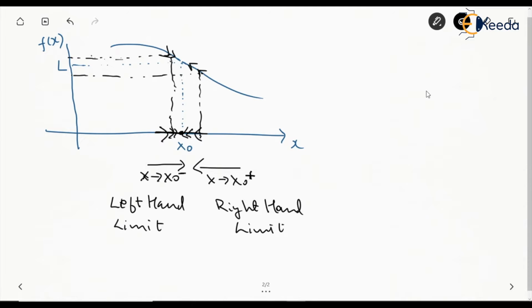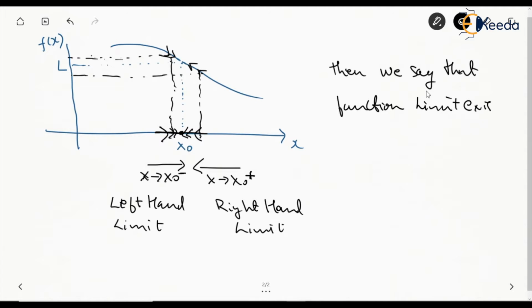So finally you are approaching this value x naught and the function value is approaching this constant L. So in that case you can say that the function limit exists. Then we say that the function limit exists and it is equal to L.